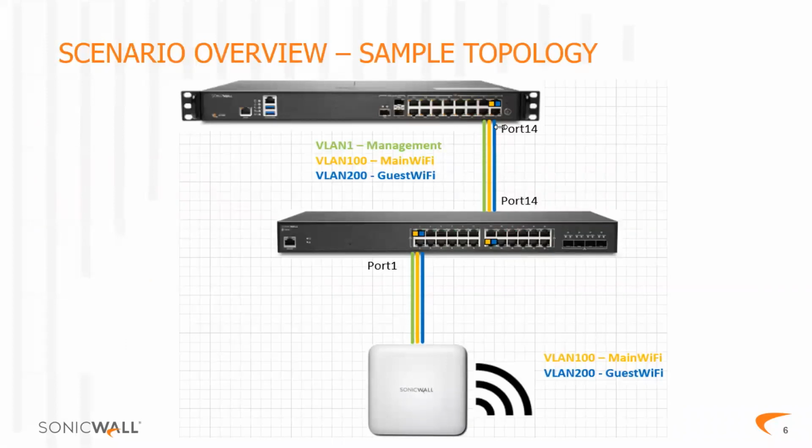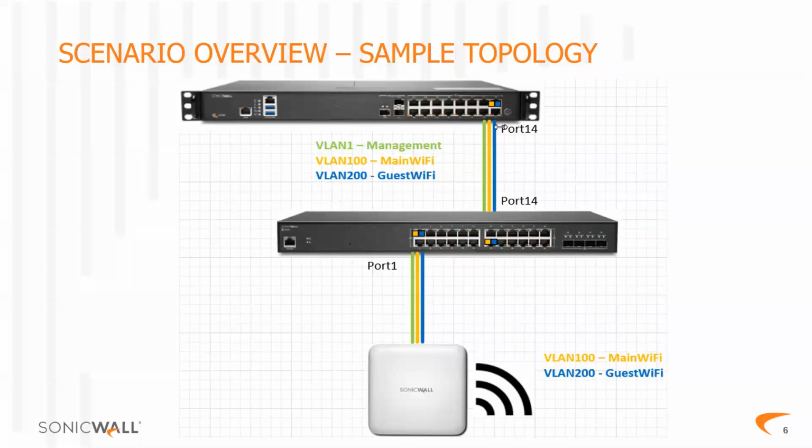All right, so this is the sample topology or sample setup that we will be going over. You can see a firewall, an NSA 2700 or 3700 at the top. And then we have a 24 port PoE switch. And then we have an access point connected to the switch, so it's getting its power and data through the port of the switch. So just to give you an overview here.